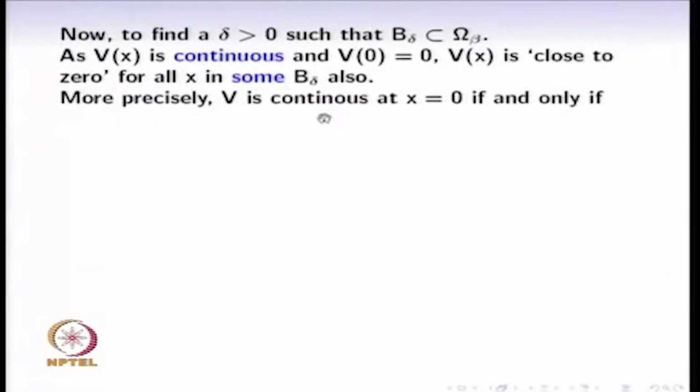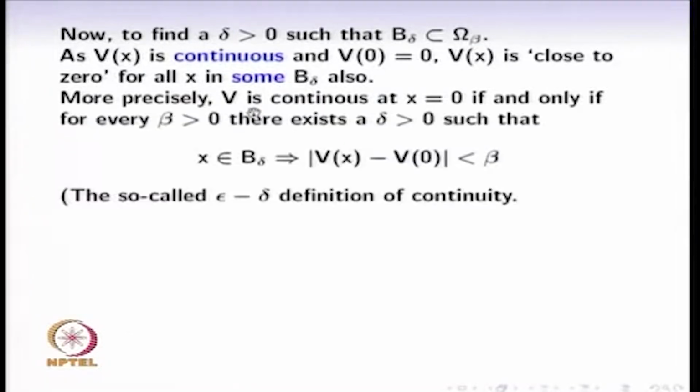More precisely, V is continuous at x equal to 0 if and only if for every beta greater than 0 there exists a delta greater than 0 such that for all points inside this B delta ball, V of x can differ from V of 0 by at most beta. This is the definition of continuity. It is the so-called epsilon delta definition of continuity, but since we are using epsilon in a different context, we have just replaced epsilon by beta here.